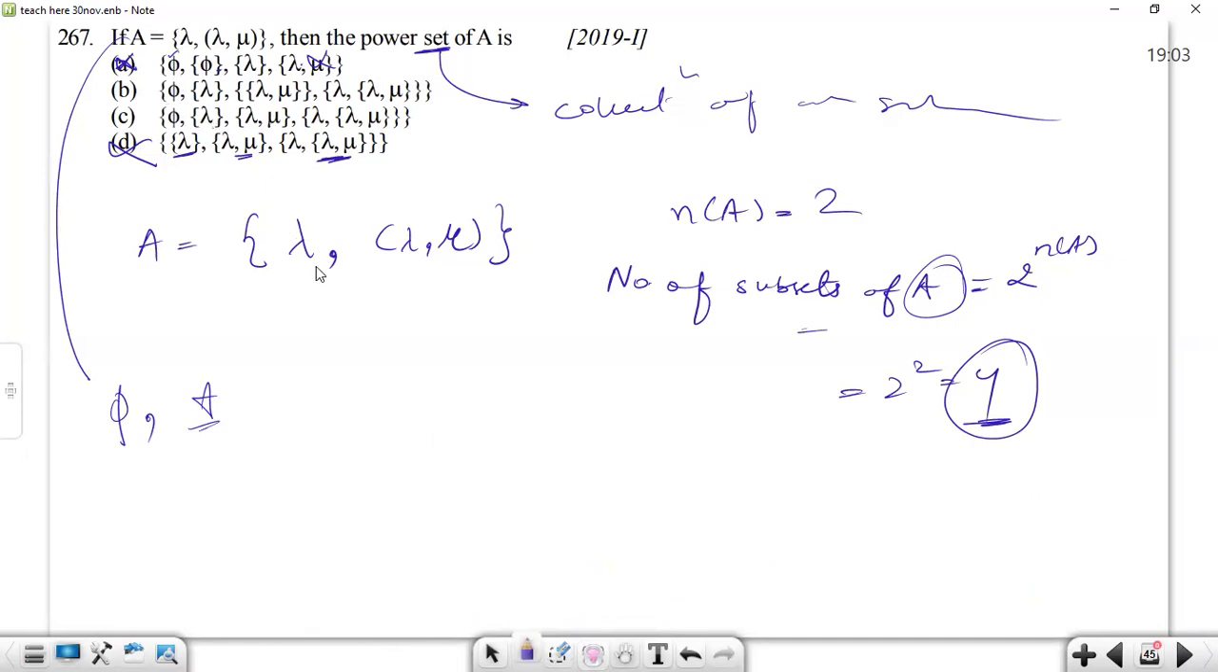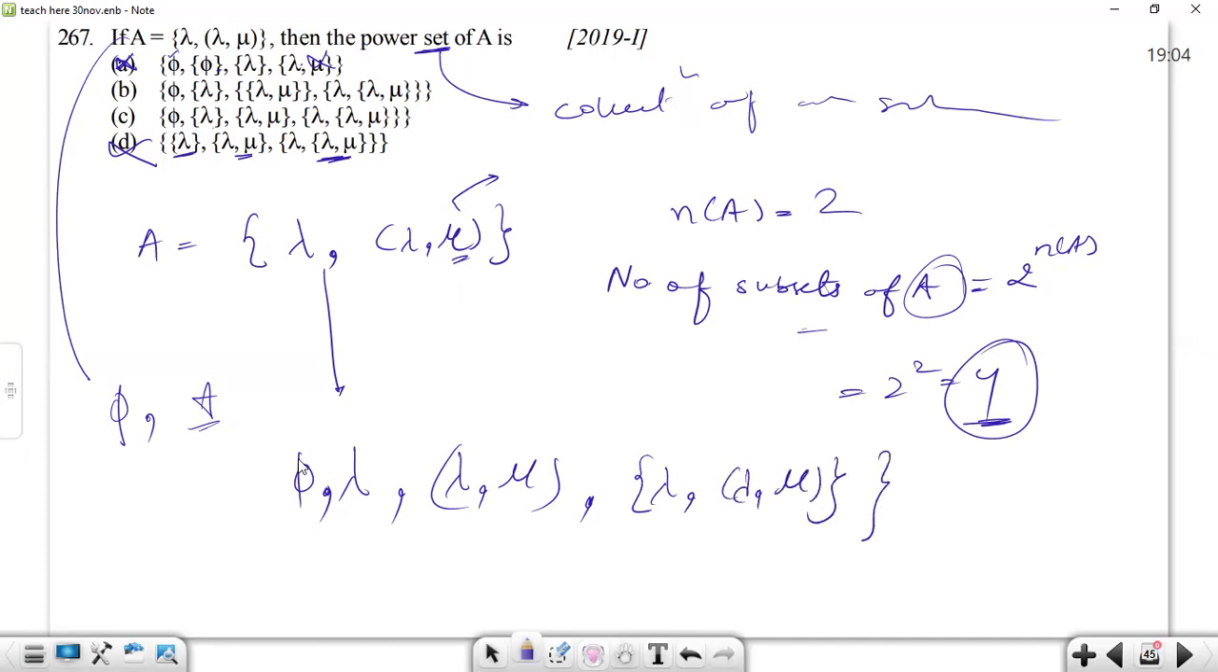So how many sets will be made? First, a phi element, and the element itself is a subset, and the second element also. This is an entire element. This is not a set because this is included in small brackets, not curly brackets. And the set itself. So how many elements are there now? 1, 2, 3, 4. So this is matching with option B. That's why it is the correct option. Any doubts? No doubt, sir.